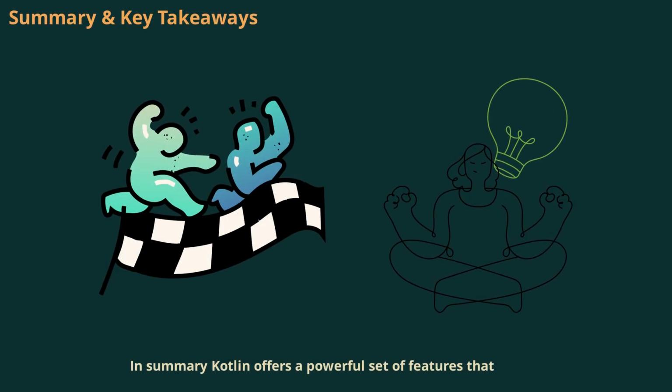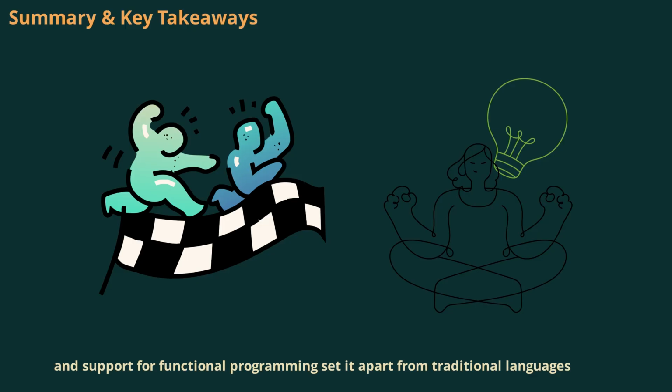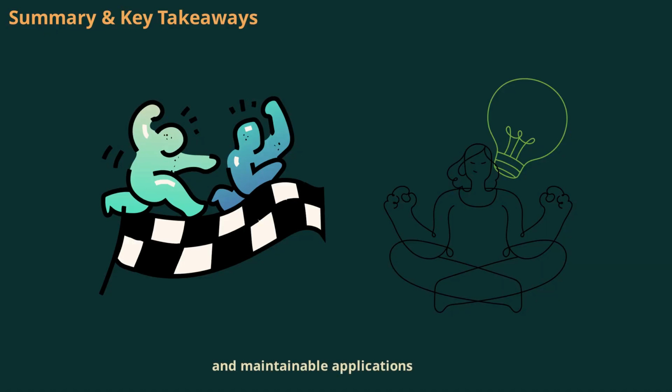Summary: Kotlin offers a powerful set of features that make it an ideal language for modern development. Its null safety system, concise syntax, interoperability with Java, and support for functional programming set it apart from traditional languages. By mastering Kotlin, you can build robust, efficient, and maintainable applications. Whether you're developing for Android or other platforms, Kotlin equips you with the tools needed for success.